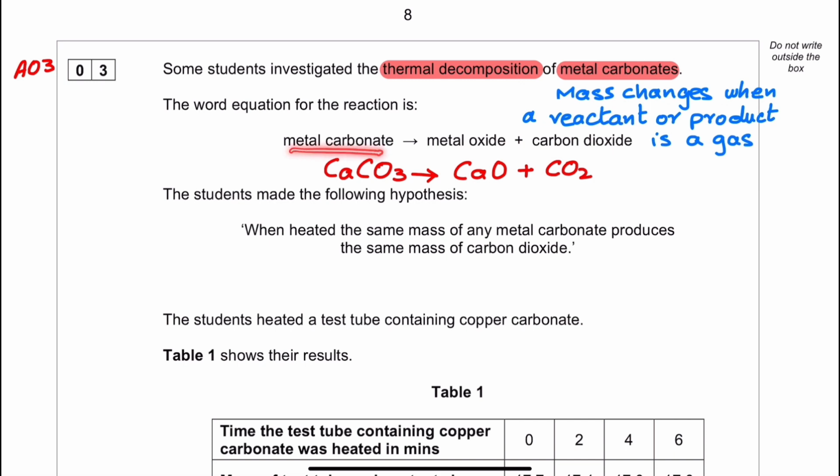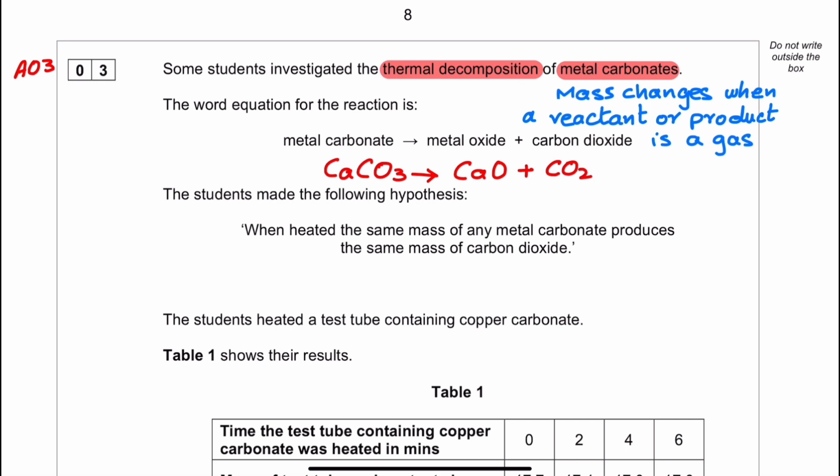Metal carbonate decomposes into metal oxide and carbon dioxide. I just gave an example of calcium carbonate. On heating, it decomposes into calcium oxide and carbon dioxide. The student made the following hypothesis: when heated, the same mass of any metal carbonate produces the same mass of carbon dioxide.